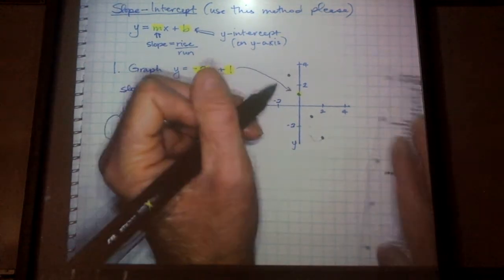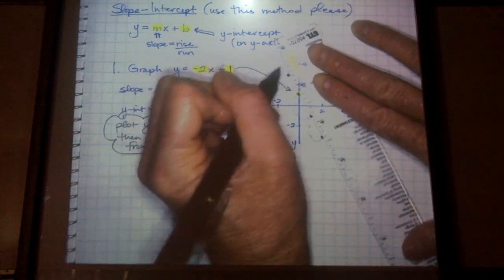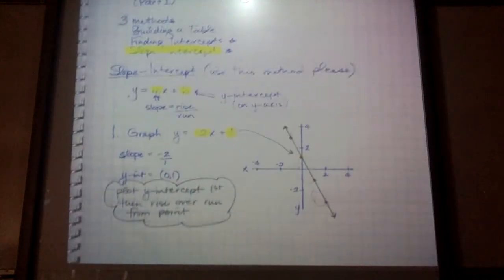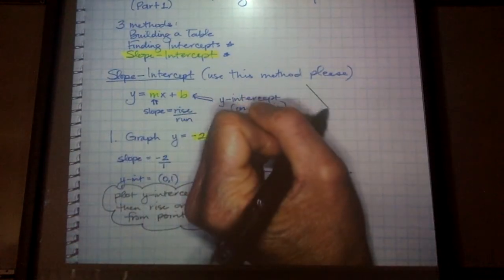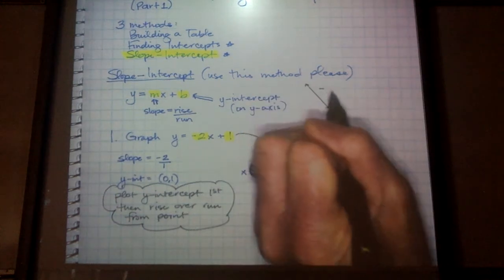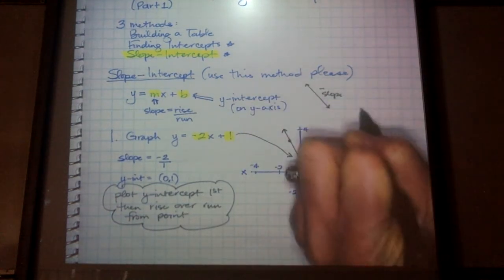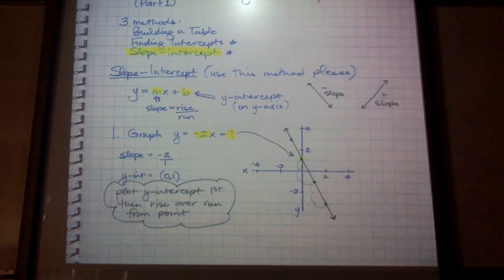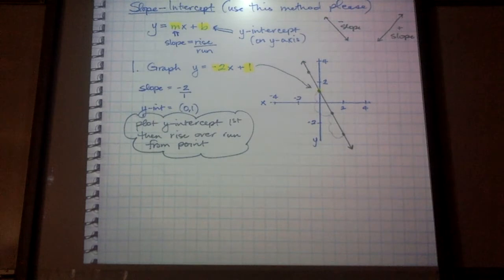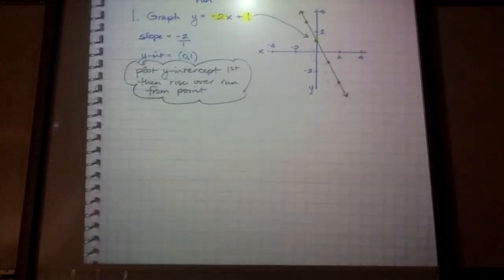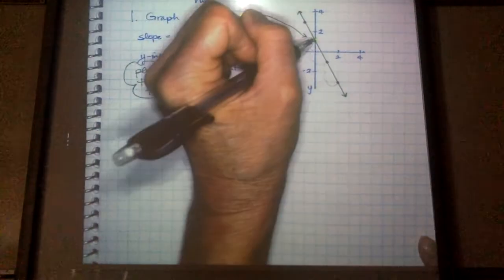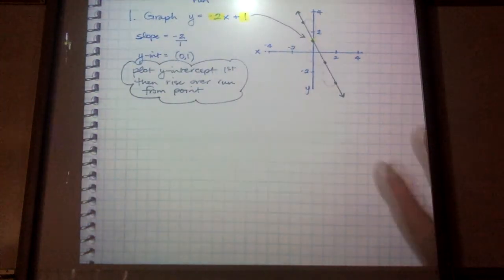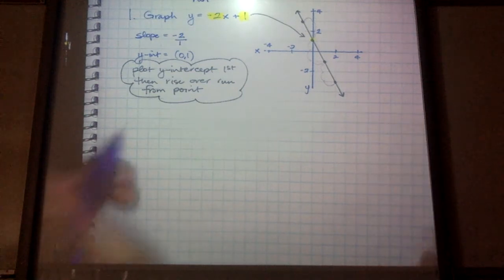And the reason I did that is because it has a negative slope, so the line needs to be pointing down. I should have gone over that. Lines that look like this have a negative slope. Lines that look like this have a positive slope. Okay? All right, so there's example number 1. And I can go rise over run in either direction, up and to the left or down and to the right.